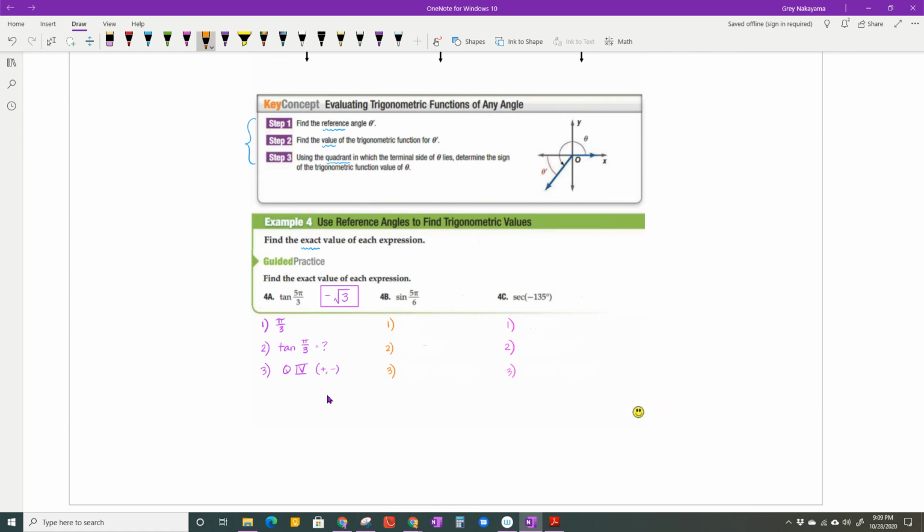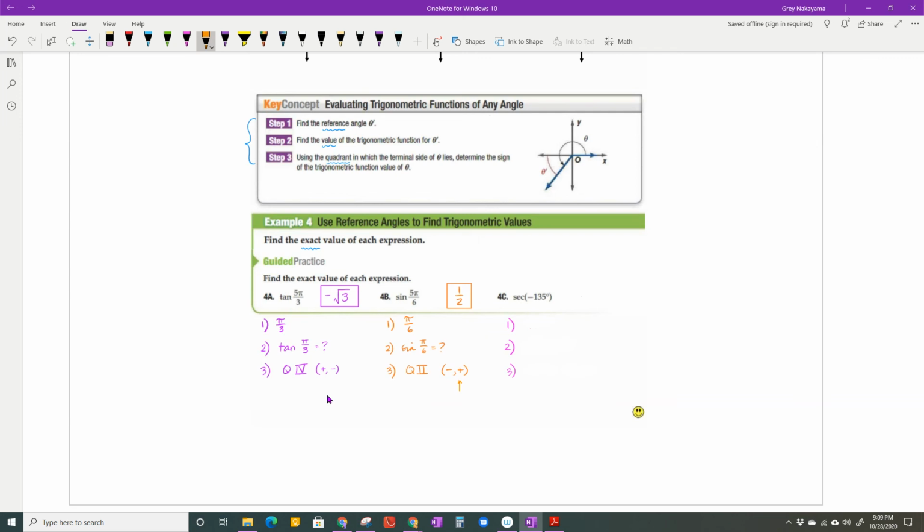Sine of 5 pi over 6. Reference angle, boom, pi over 6. Easy enough. You're looking for the sine of pi over 6. Well, what is the sine of pi over 6? It's 1/2. Okay, what quadrant is that in? 5 pi over 6 is 1 less. 1 less is in quadrant 2. And my signs are negative, positive. And I'm looking for the sine of it. And so the sine of it is just that second quadrant right there. That second coordinate. Okay?